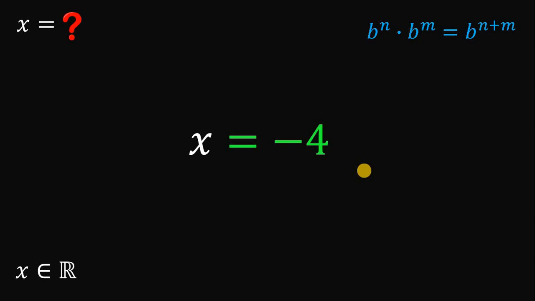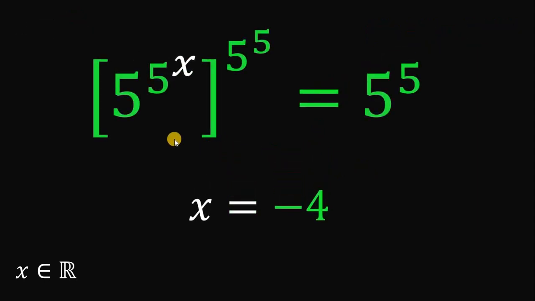Therefore, our answer to this question, solve for the value of x given that 5 raised to 5 raised to x, raised to 5 raised to 5, equals 5 raised to 5, is simply negative 4. And as always, we are done.